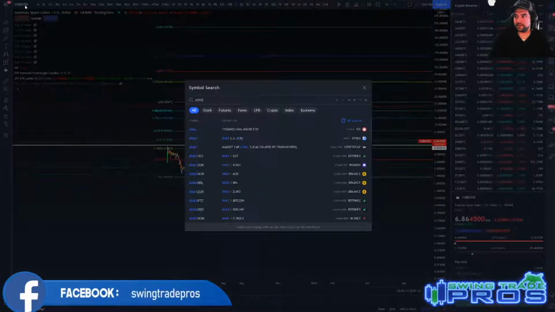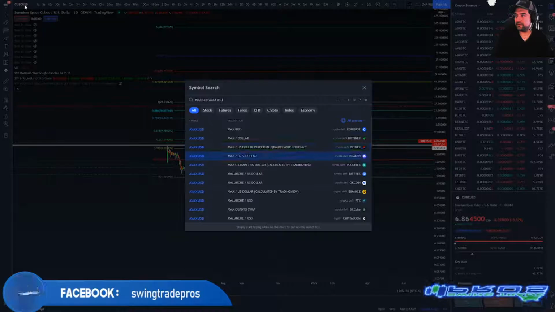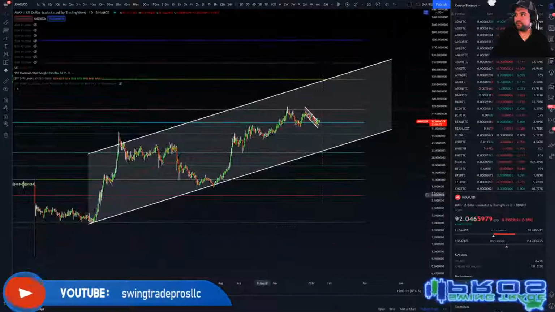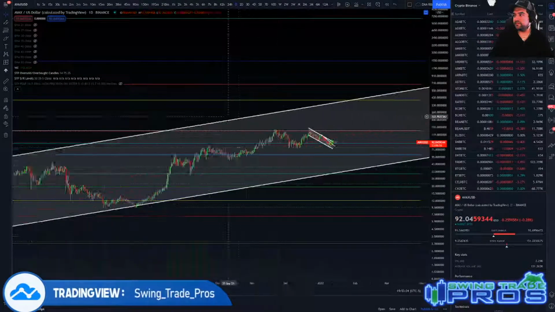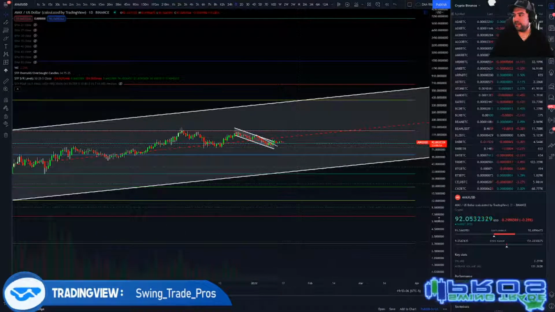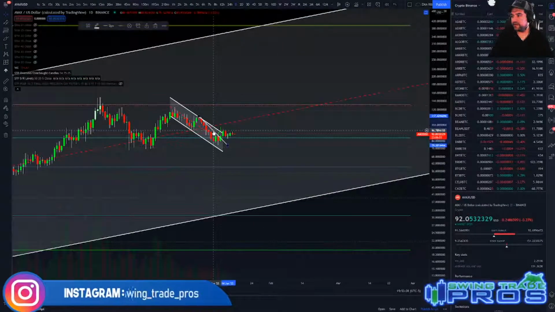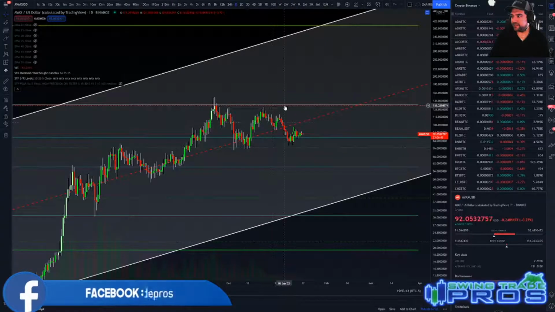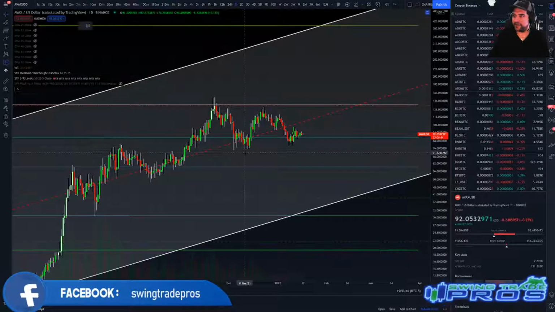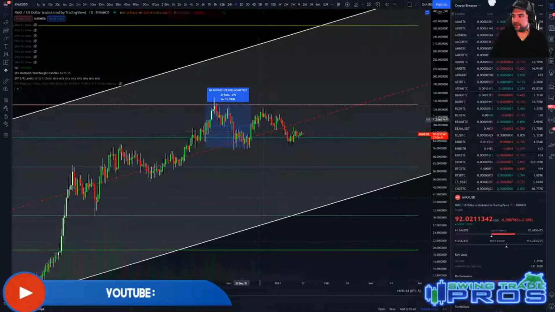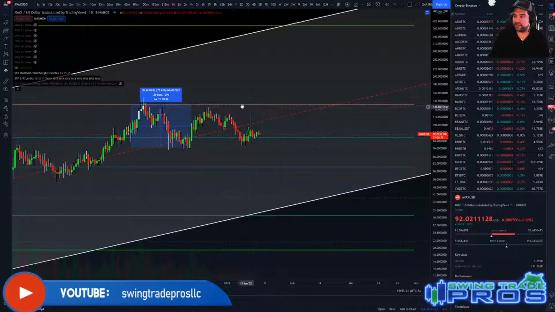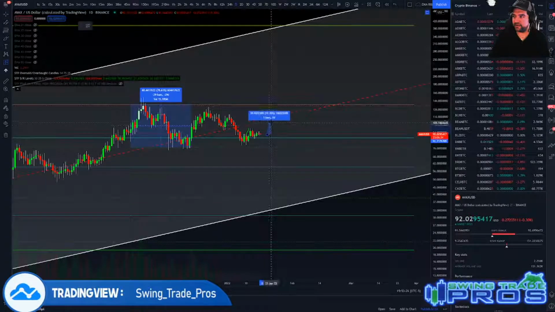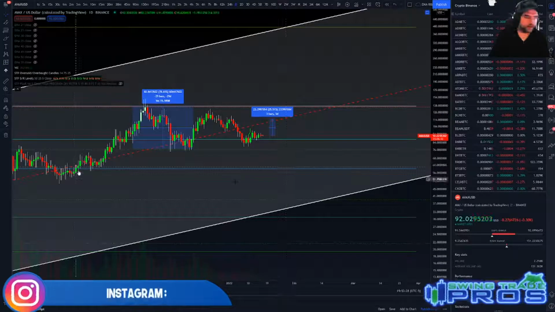AVAX just sitting above the 88.6% retrace area right here. Not a whole lot going on, just trading in a range, right? 76 to 130 in a 100% trading range is where we're at right now for AVAX. So anywhere in this range, and we are towards the bottom of this range, if we get some more consolidation here and make some higher lows, you could see a test back up to that 115 area.